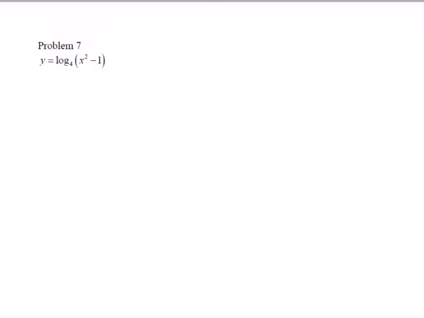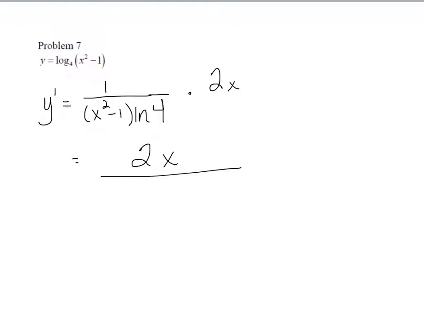Number 7, y equals log base 4 of x squared minus 1. So now we're at a regular log. So the derivative is always going to be 1 over u. Then, because it's a regular log, it's times the natural log of the base. So 1 over u times the natural log of the base. Then we multiply the whole thing by the derivative of the inside, which would be 2x. So we clean this up, we get 2x over x squared minus 1 natural log of 4. Remember, we didn't need that natural log in the natural log problems because the natural log of e would be 1.